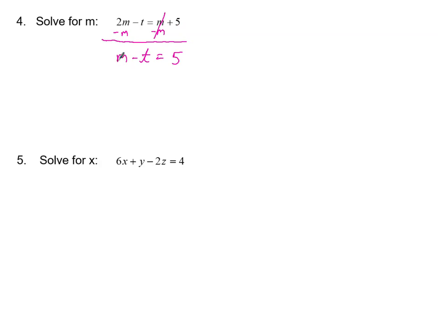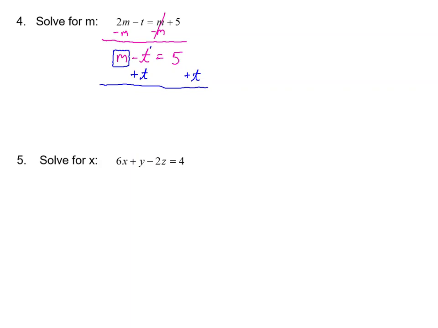I'm trying to get m all by itself. I like to box it in. That's what I want all by itself, and this negative t should not be here. So since it's negative t, I'm going to put positive t right underneath it. I'm going to put positive t over here as well. Again, not like terms, so I'm not putting them underneath each other.